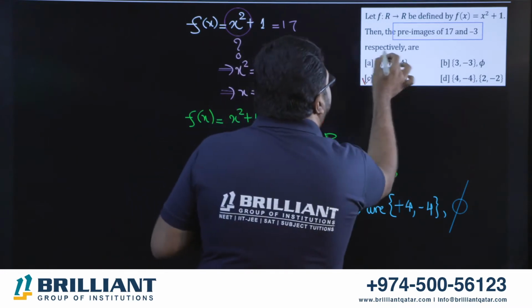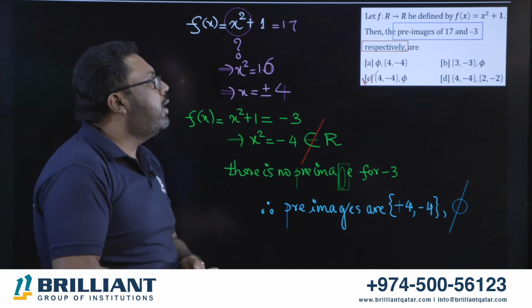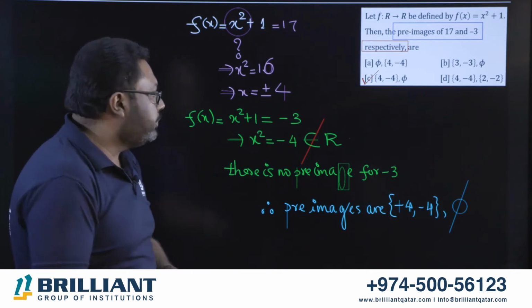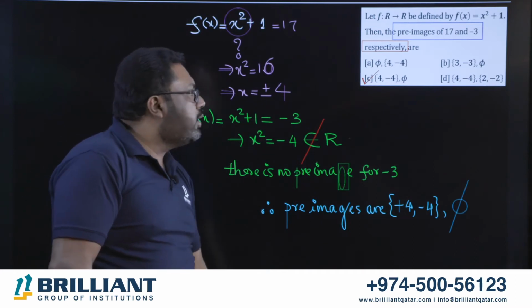The word respectively is given. Don't be confused. So the first one should be 4 and minus 4. The second one should be empty. Answer is option C. Yes? Okay. Let's go to the next question now.